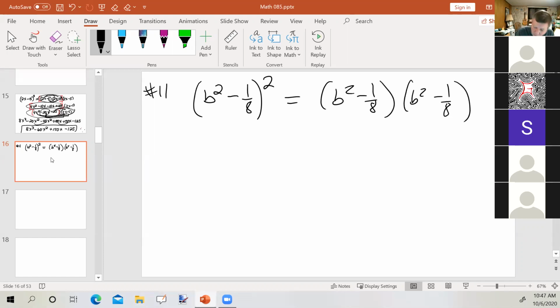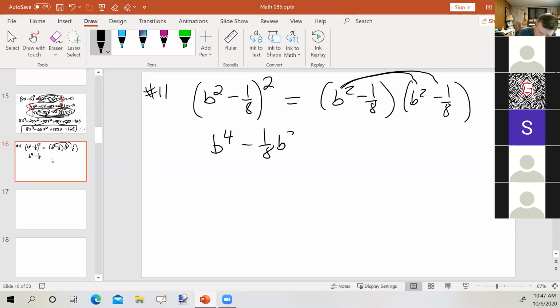So we're going to take b squared times b squared, which is b to the 4th power, because we're adding the exponents. Then b squared times minus 1/8 would be minus 1/8 b squared. Then minus 1/8 times b squared, which is minus 1/8 b squared. And finally, minus 1/8 times minus 1/8, which is plus 1/64. Because multiplying negative 1/8 times negative 1/8, you'd multiply straight across. Negative times negative is positive 1. 8 times 8 is 64.